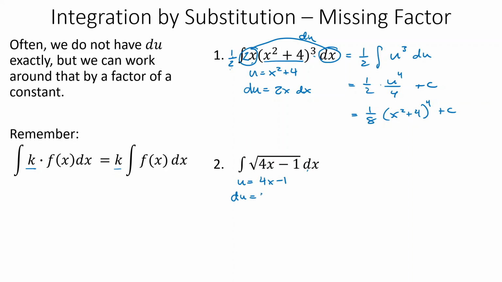So we take our derivative. We get 4 dx. We need a 4. Well, we'll give it a 4. But we can't just give it a 4. We got to cancel out that 4, so we put a 1/4 out front to cancel it out. So now this here is my du.